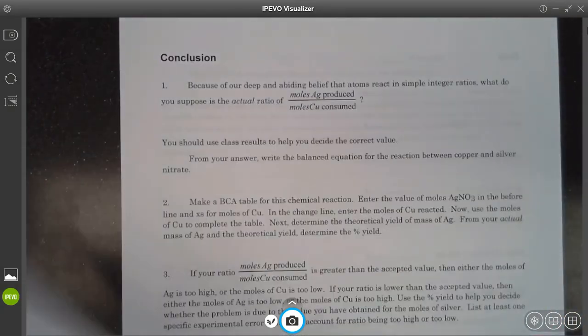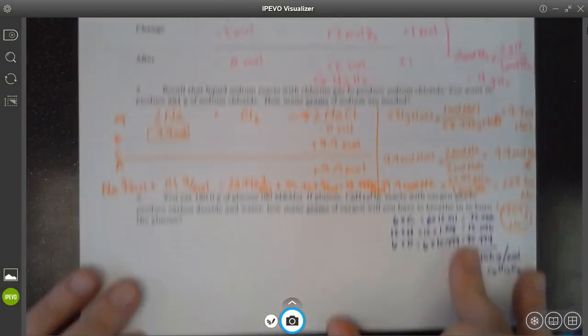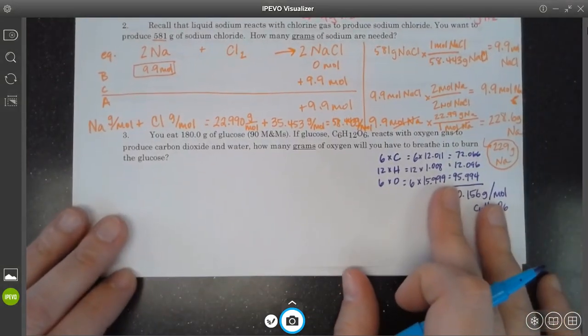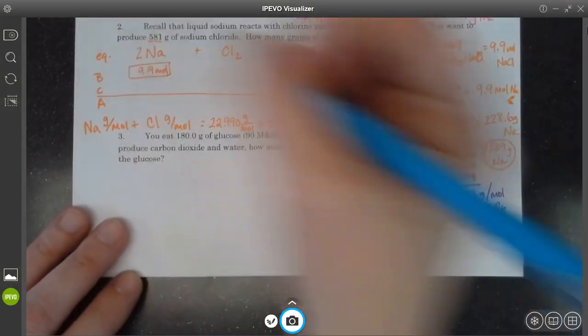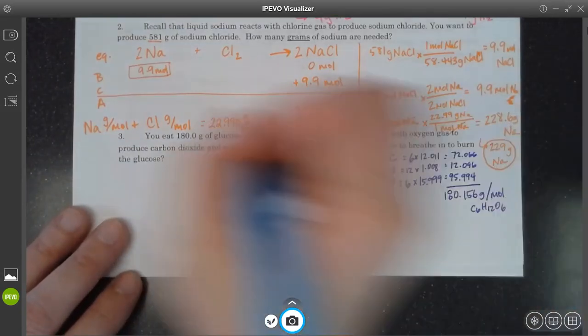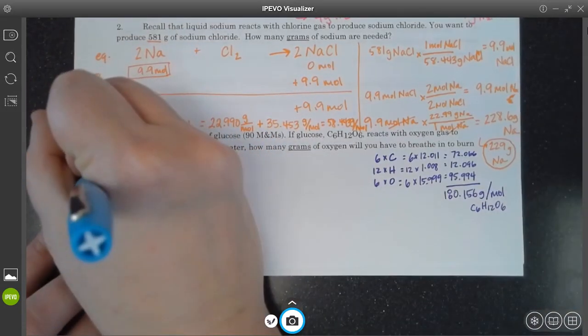Oh, we need to do number 3, don't we? Number 3. All right, friends. First thing that we need to do here is write a balanced equation.